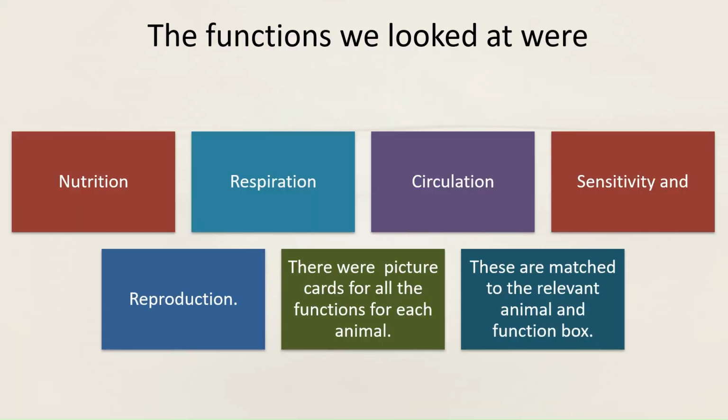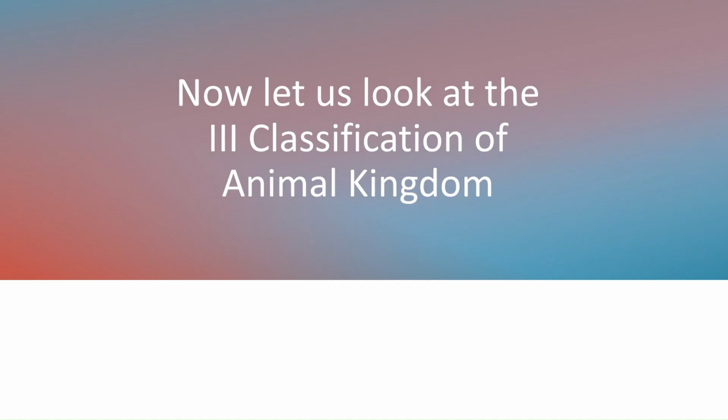The functions we looked at were nutrition, respiration, circulation, sensitivity, and reproduction. And there were picture cards for all the functions for each animal, and these are matched to the relevant animal and function box. Now, let us look at the third classification of the animal kingdom.